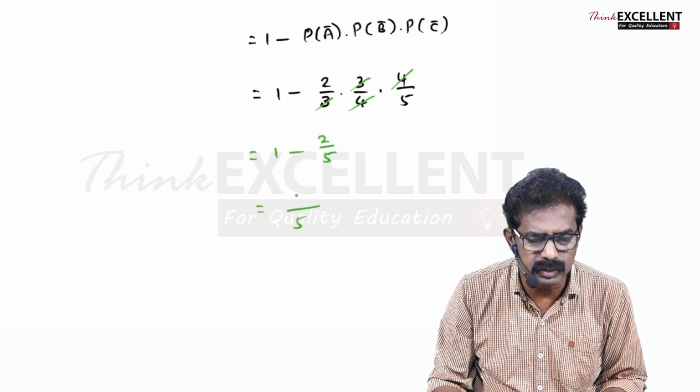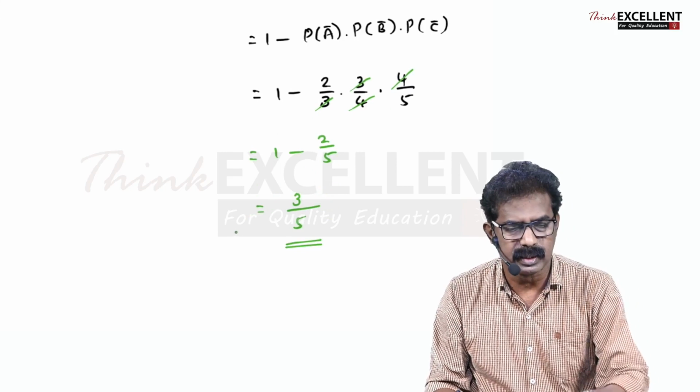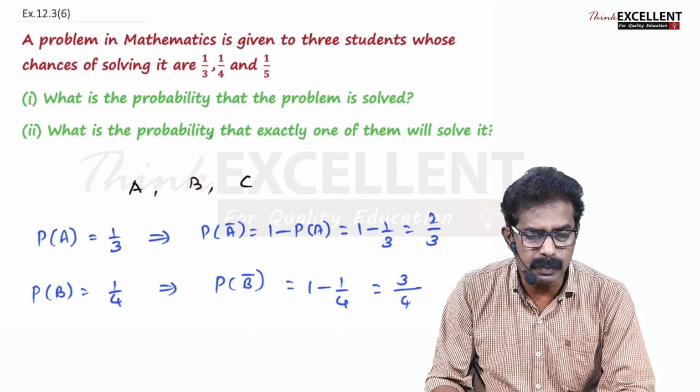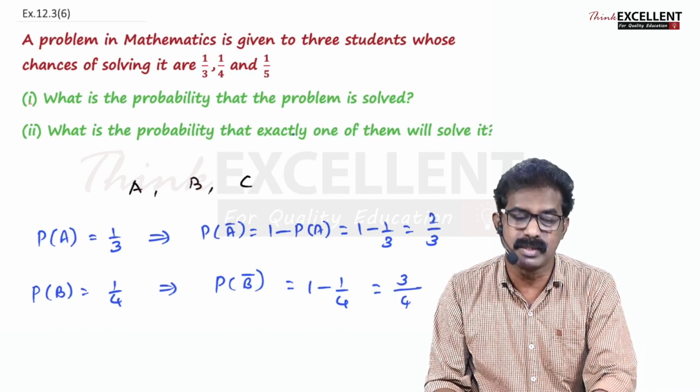5 into 1, 5 minus 2, it is what? 3. So your answer is 3 by 5. So that's the answer for the first part. One more subdivision. What is the probability that exactly one of them will solve it?